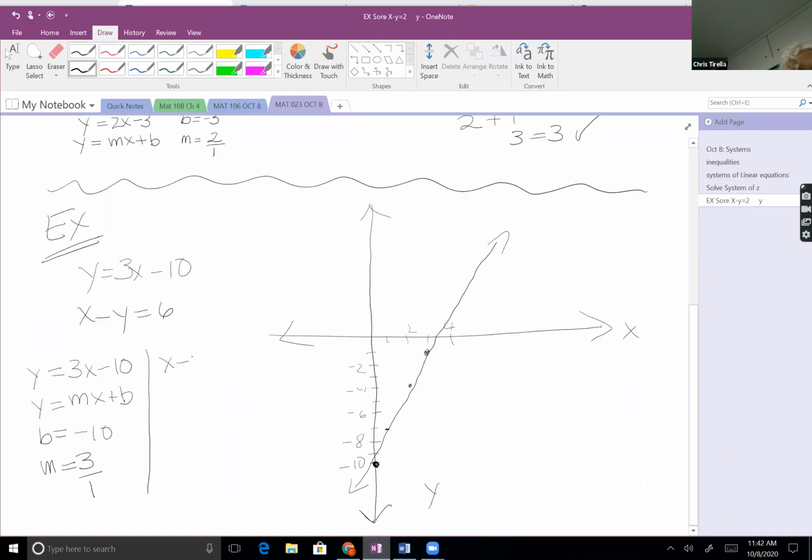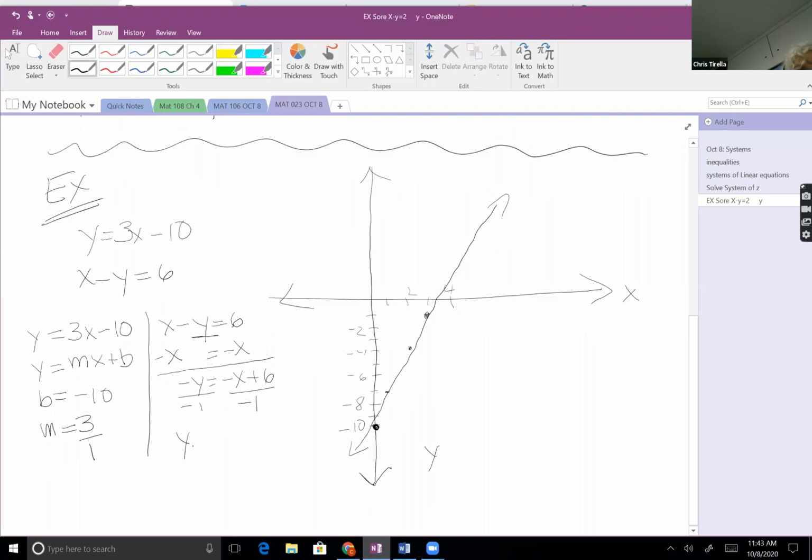My next line is x minus y equals 6. This time the y is not alone, so we're going to have to solve for y. To do so, I'll start by subtracting x from both sides. So I get negative y equals negative x plus 6. But I don't want negative y, I want y. So I'll divide both sides by negative 1, which gives me y equals x minus 6.